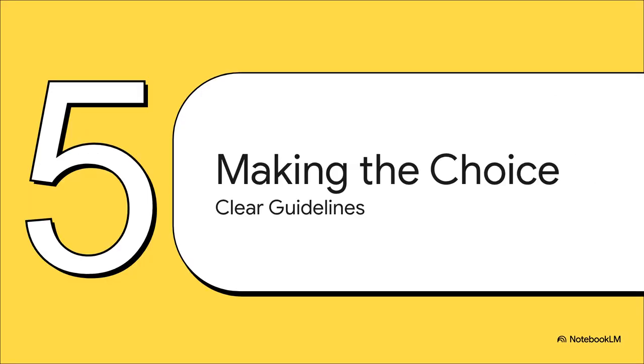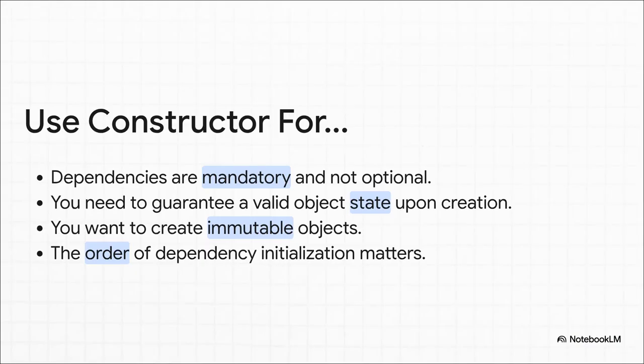So, with all that in mind, how do you actually decide? Let's get practical and lay out some clear guidelines for when to use each one. So you should definitely choose constructor injection when your dependencies are mandatory. Simple as that. If your object is completely useless without another object, that's a mandatory dependency. Using the constructor guarantees that your object is born in a valid, complete state. This helps you avoid a whole ton of annoying bugs like those dreaded null pointer exceptions. It's just the safer, more robust way to go for your essential components.